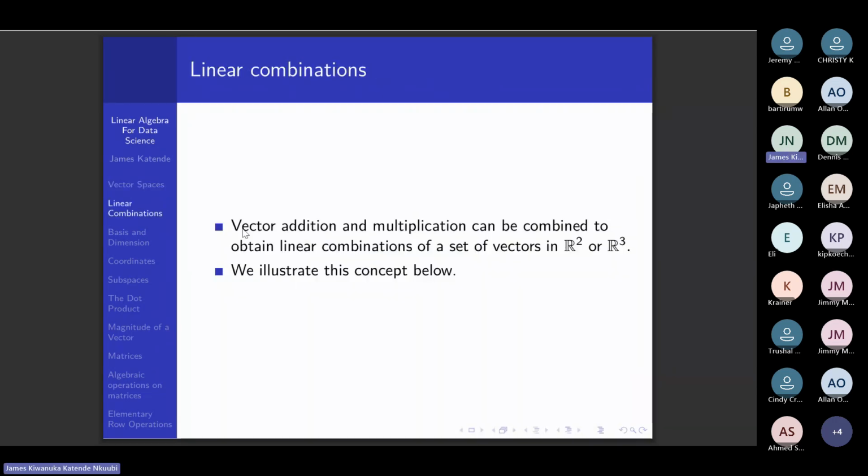So the next thing we'll see is how do we combine these two operations together, the vector addition and scalar multiplication? You can use them to construct new vectors, which are what we call linear combinations. So we start by illustrating this idea of linear combination.